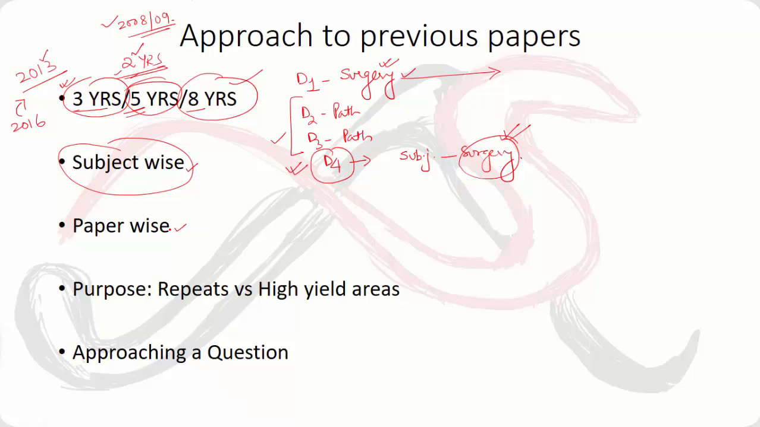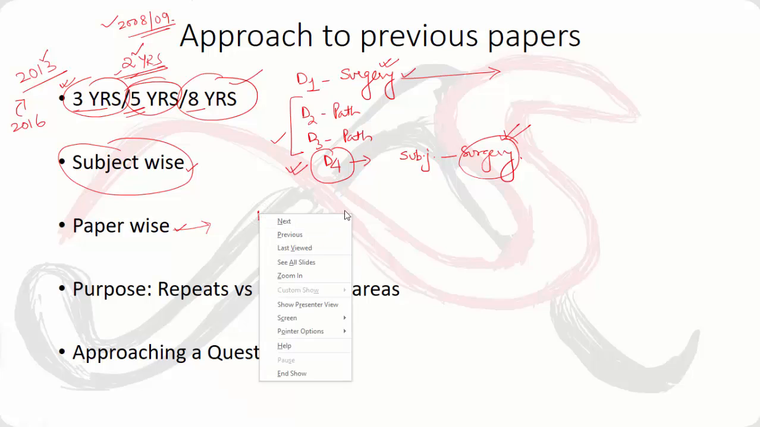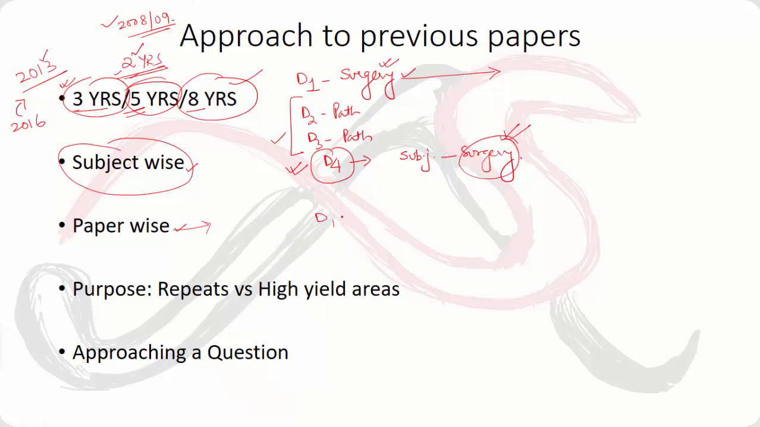Next is paper wise. Now this is important too. Say on day 1 you revised surgery, and maybe you were doing questions of biochemistry. What you can do is, on day 1, take a time out for 3 hours. Ideally, going very ideally, between 10 a.m. to 1 p.m., if time permits.